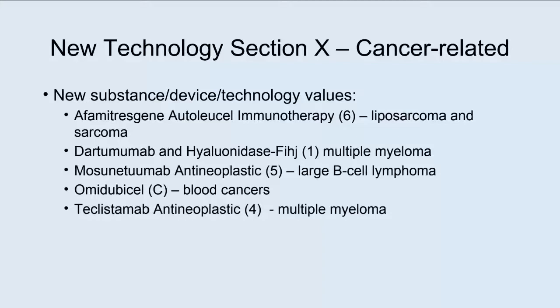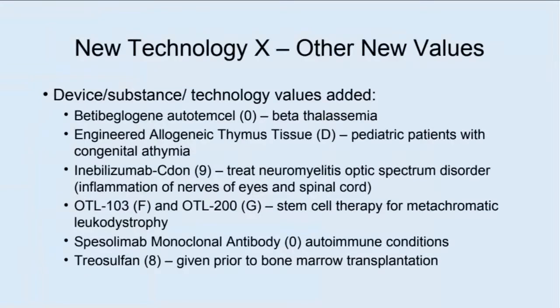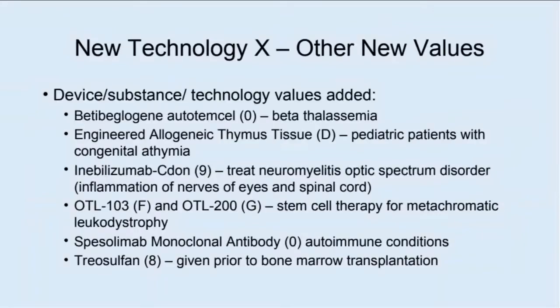Now, there's also some new ones for treatment of cancers. So we have different kinds of cancers. Liposarcoma and sarcoma, multiple myeloma, large B-cell lymphoma, blood cancers, and multiple myeloma. So these are new drugs in the new technology section. And here are other new values in new technology. One to treat thalassemia, congenital athymia, neuromyelitis optica spectrum disorder, stem cell therapy, autoimmune conditions, and a drug given prior to bone marrow transplantation. So a lot of new ones, as happens every year. And these all have new technology value 8 as the qualifier.